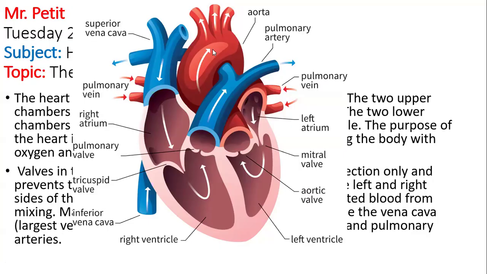So I'm pointing to this big blood vessel. That is the aorta. Very good. Now remember, aorta is a big artery. What do we say arteries do? Do arteries carry blood to the heart or away from the heart? Away from the heart. Remember, A is for away.